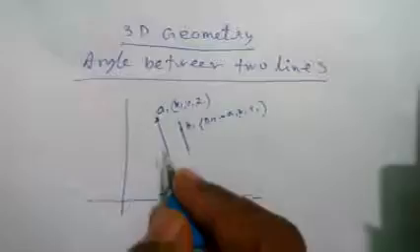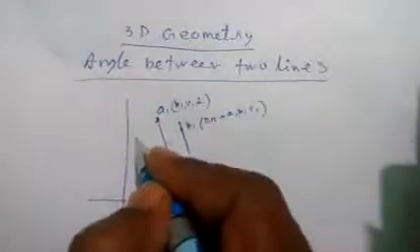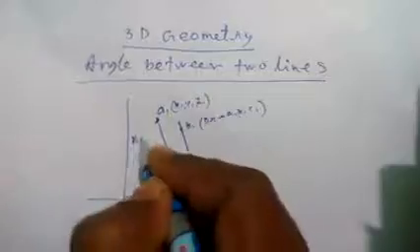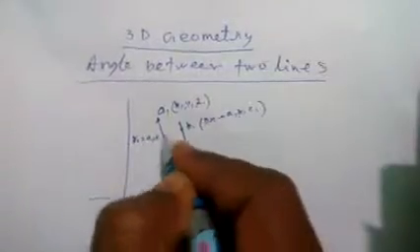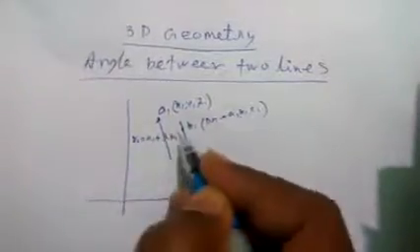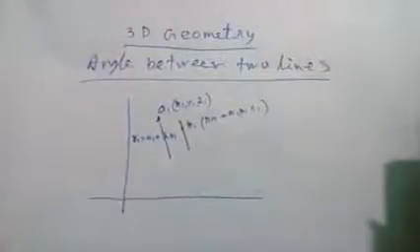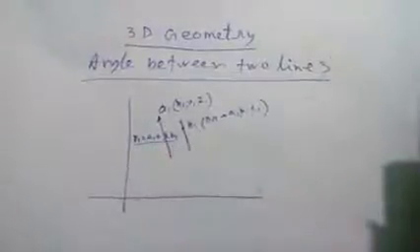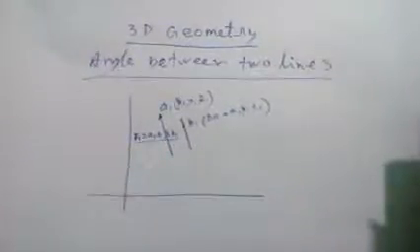At that moment, what is the equation of this line? We denote it like that: r1 is equal to a1 plus lambda b1, for scalar value of lambda. So this is the vector form of this equation, r1 is equal to a1 plus lambda b1.